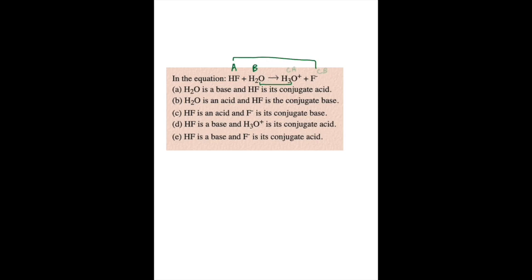So since HF is the acid, F minus must be its conjugate base, and then H3O plus must be the conjugate acid of the base. So our final answer is C.